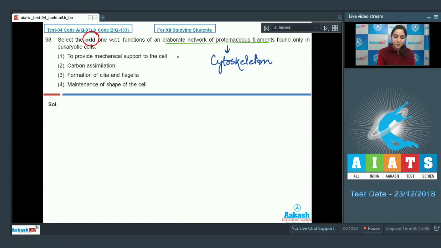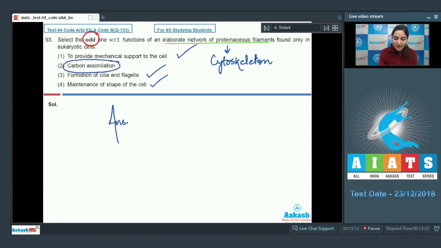For example, they provide mechanical support to the cell. Very true. They help in the formation of locomotory structures like cilia and flagella. They also help in maintenance of the shape of the cell. And the only thing they don't do is carbon assimilation, which is given in option 2.